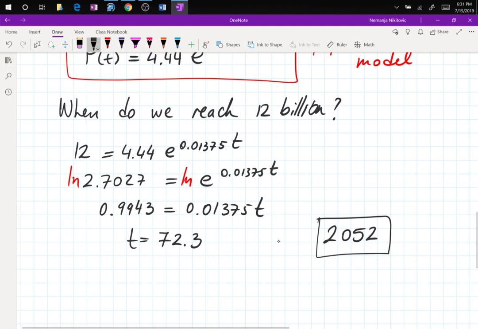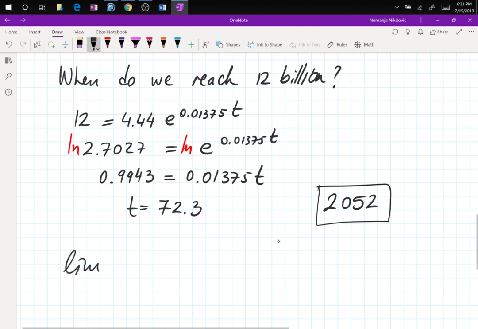Calculus starts now. I want to test what is the limit as I send time to infinity for my population, which is 4.44 e to the 0.01375t. And we quickly see that that is infinity. So we immediately see that in the long run, this model is garbage, because we know the planet has a finite surface area, and we cannot fit an infinite amount of population of anything. You can't have infinite people, you can't have infinite ants, it doesn't matter what it is, infinite of anything doesn't fit on a finite surface.